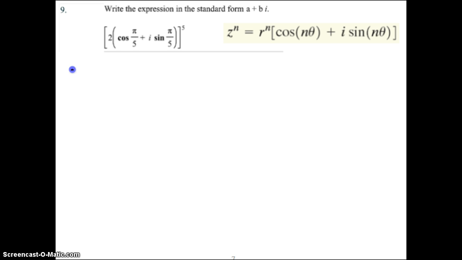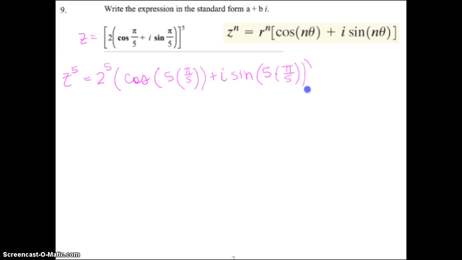Okay, so in this case, this is our z, so z to the fifth equals r to the fifth, so 2 to the fifth, times cosine 5 times pi over 5, plus i sine 5 times pi over 5. Now what we want to do is simplify. So z to the fifth equals 2 to the fifth is 32. We've got cosine, and 5 times pi over 5 is just pi, plus i sine pi.